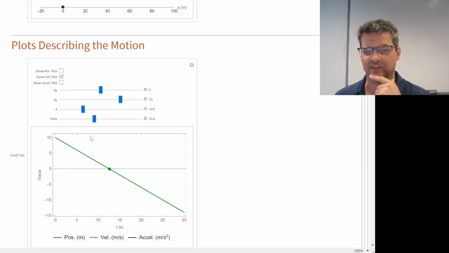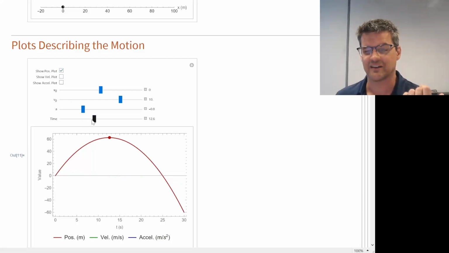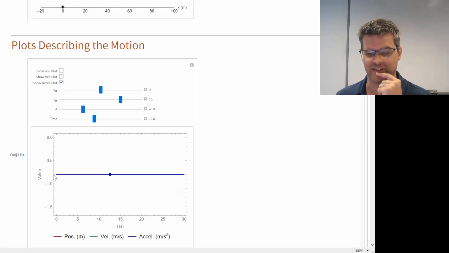What happened to the velocity when it got to the top of its motion? Its velocity was 0. And then it turned around and started to come back towards the ground. It has a negative velocity as it's coming back towards the ground. So even though at the top of its motion it doesn't have any velocity, it does have acceleration. It's constant.